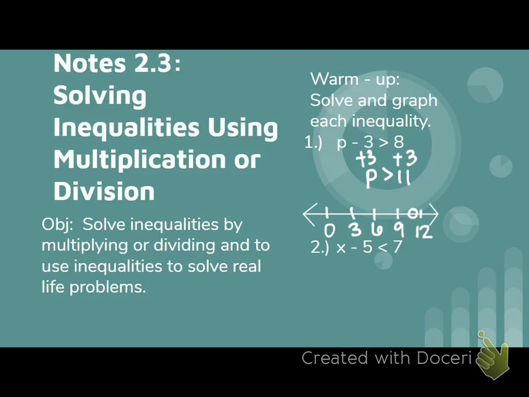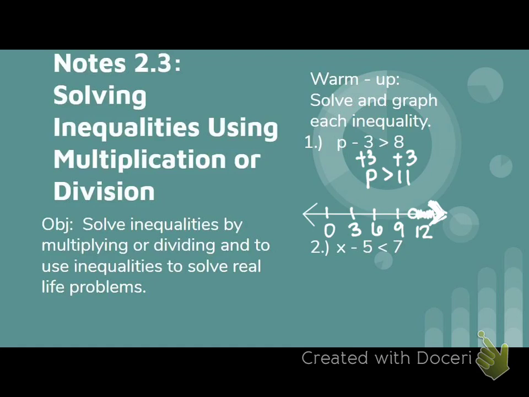All right, we put an open circle at 11 because there's no equal to bar. Good, and we are going to shade it to the right because it is a greater than symbol. Questions about warm-up number 1?